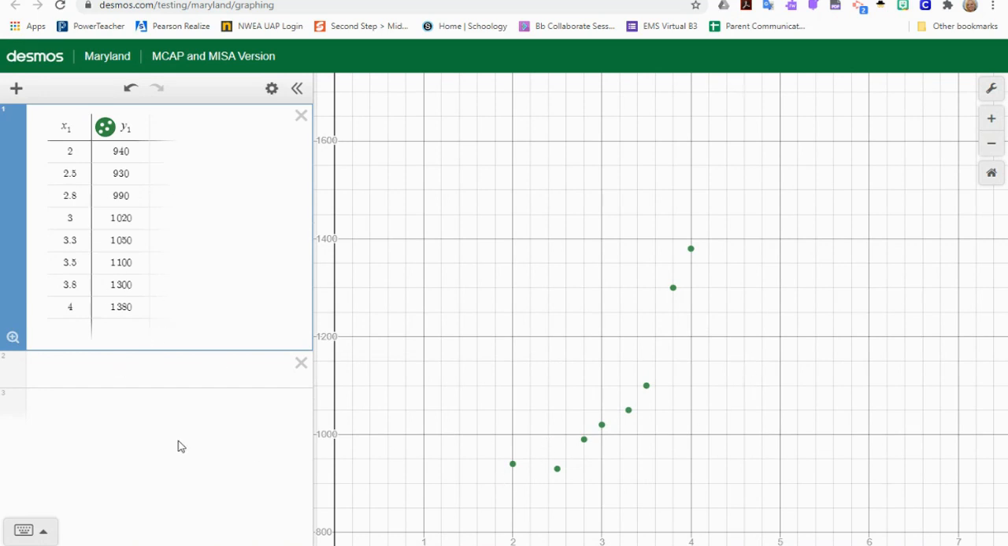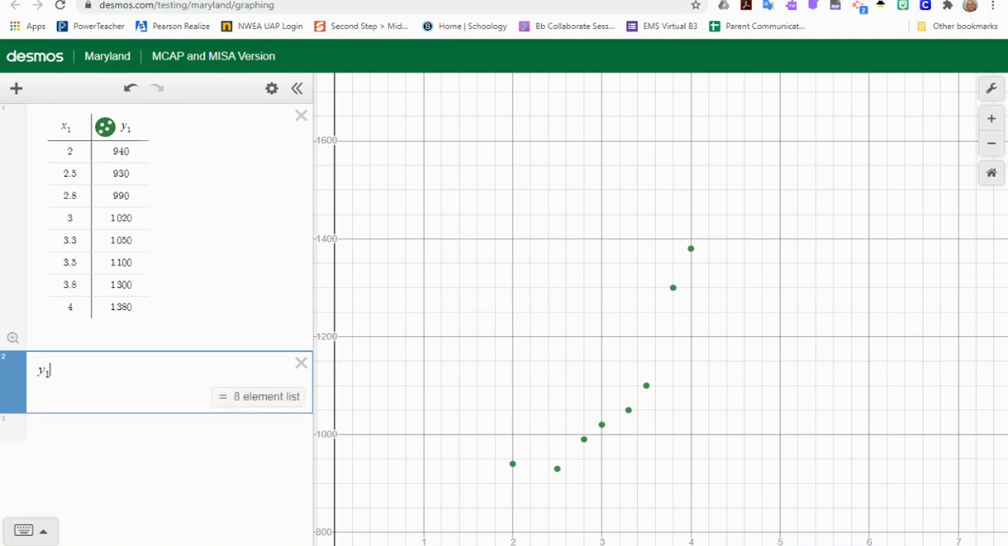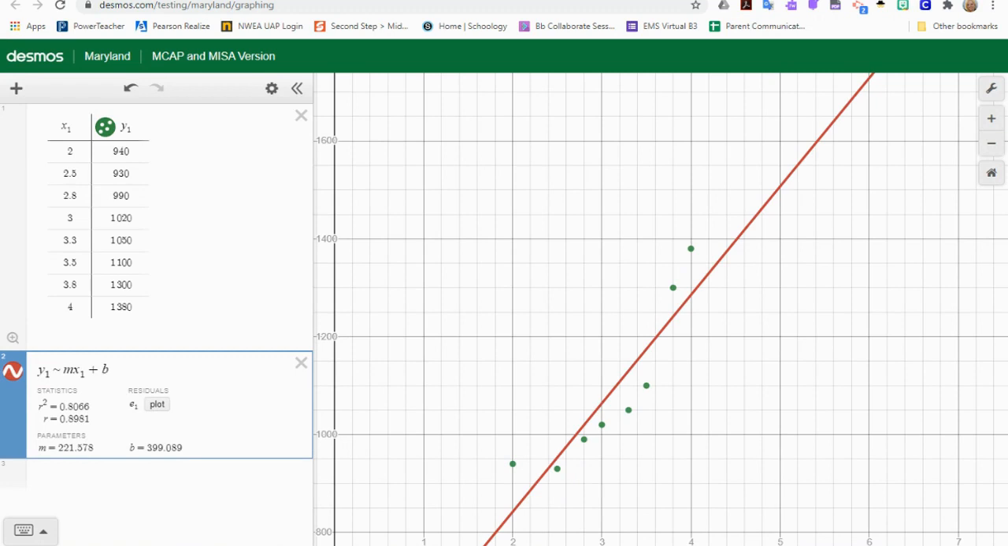So to figure out our line of best fit, we have to come down here and type in Y1, then the squiggly line, MX1 plus B. Okay, if you don't put that plus B part, it's not going to give you all of the information that we need. So I can see from this my R value, which we're going to need for part C, and I can see my M and my B. Now, because they are decimals, I am going to round. I'm going to call this 222, and I'm going to call this one 399. So I just rounded to the nearest whole number.